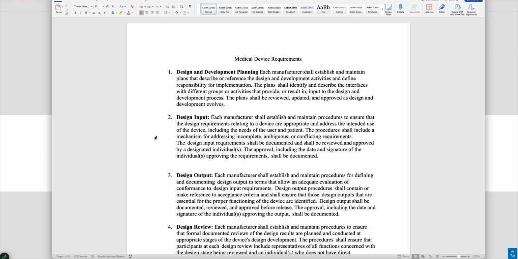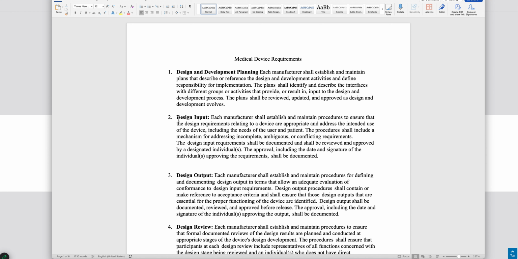First of all, when we talk about design and development planning, each manufacturer shall establish and maintain plans that describe or reference the design and development activities and define responsibilities for implementation. These plans identify and describe the interfaces with different groups or activities inside or outside of the company. The result is that we're going to have the input of the design and development process. This plan must be in writing.